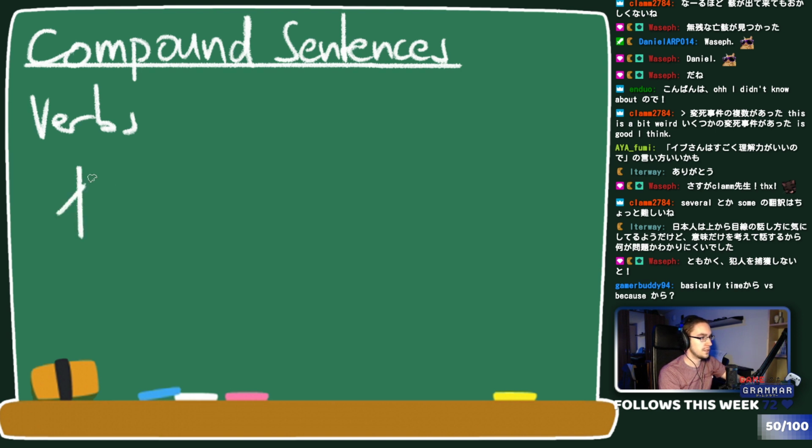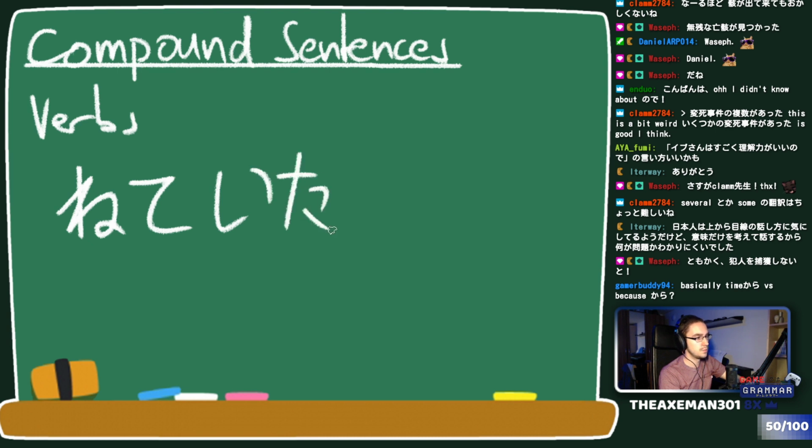So let's quickly write this example. Nete ita. You can also say neteta. Nete ita kara. And that's also okay because nete ita, again, is a sentence ending conjugation. This could be the end of a sentence. Nete ita. I was sleeping. That's a sentence ending conjugation here. So this is indeed because I was sleeping.